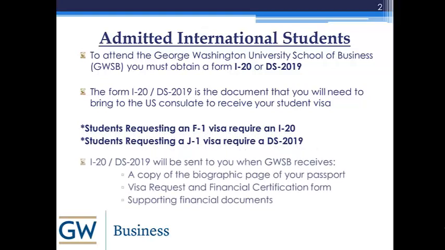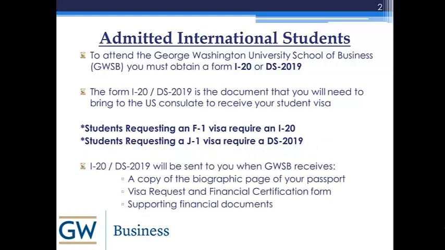In order to obtain a Form I-20 or DS-2019, you must submit to the School of Business the following: a copy of the biographic page of your passport, a visa request form, and supporting financial documentation to prove you can pay the cost of attendance at GW, all of which will be explained in more detail in the following slides.